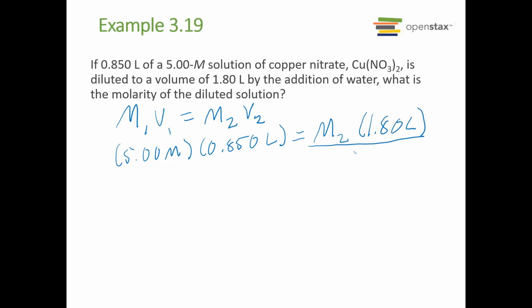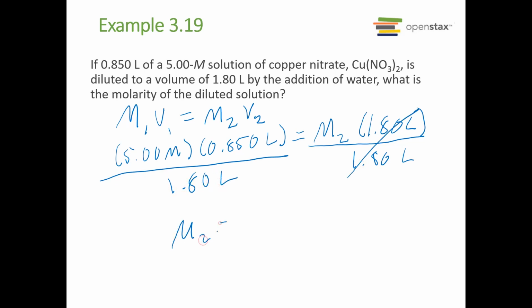So we divide both sides by 1.80 liters. And M2 is equal to, if we take 5 molar times 0.850 liters divided by 1.80 liters, we come up with 2.36 molar.